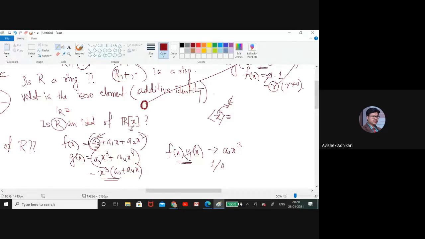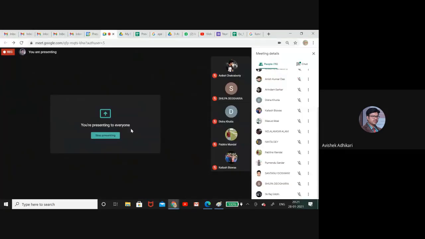Is it clear to all of you? It's a commutative ring, so it's sufficient to have a look from the left. Then we are done, basically. Is the idea clear that R is an ideal of Rx? Clear? Any doubt to anybody? Please let me know.